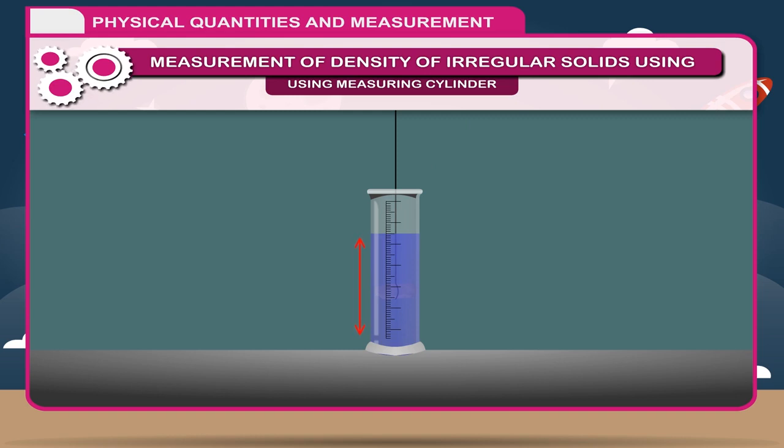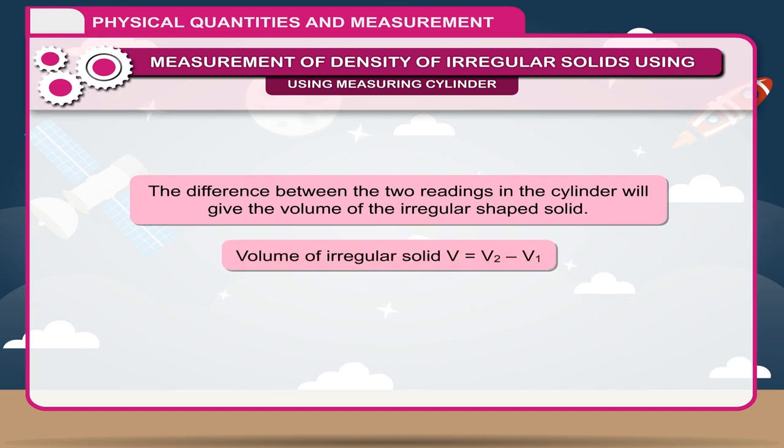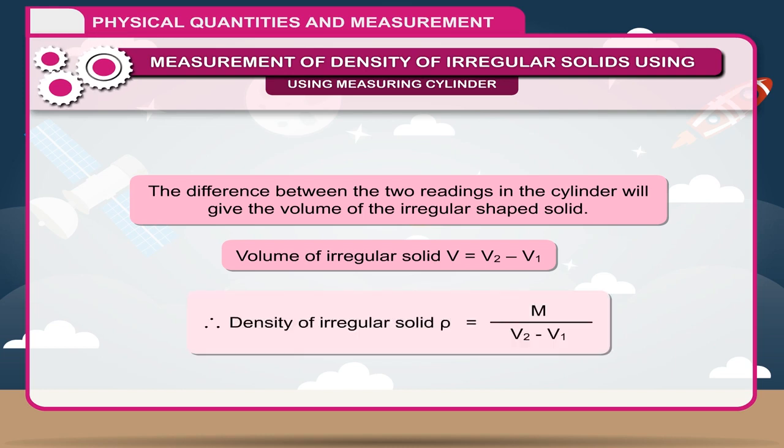The level of water in the measuring cylinder rises up. Note the new level of water in the cylinder again. Let it be V2. The difference between the two readings in the cylinder will give the volume of the irregular shaped solid. That is, volume of the irregular solid V is equal to V2 minus V1. Density of the irregular solid is equal to M divided by V2 minus V1.